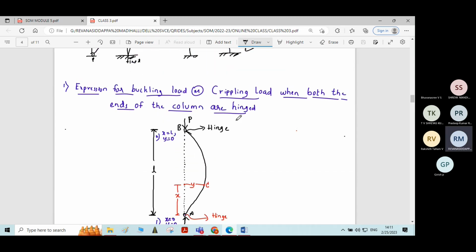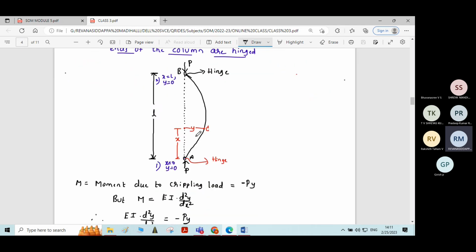I'll briefly explain the procedure once again, or the derivation once again. We are interested to find the expression for the crippling load of the column when both the ends of the column are hinged. This is what the deflected shape of the column looks like. For derivation purpose, we have considered a point at a distance x from point A and the corresponding deflection at a distance x, we have considered it as y.